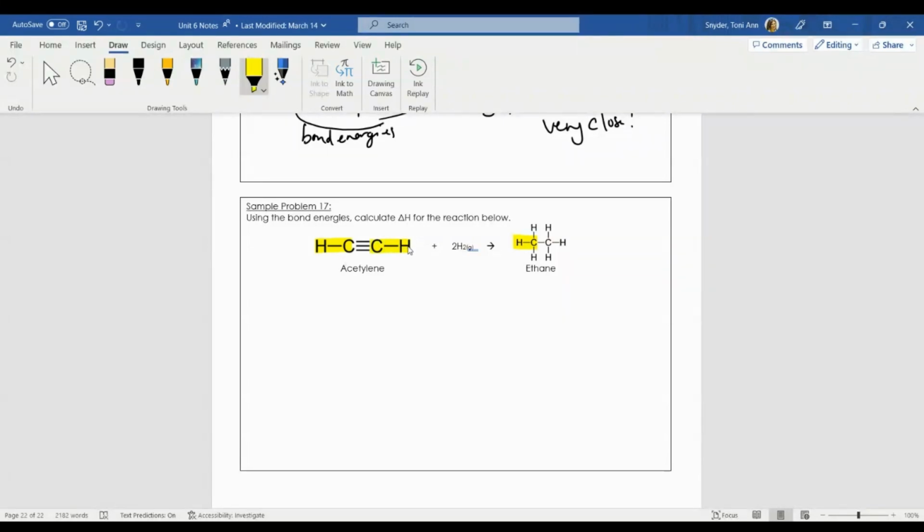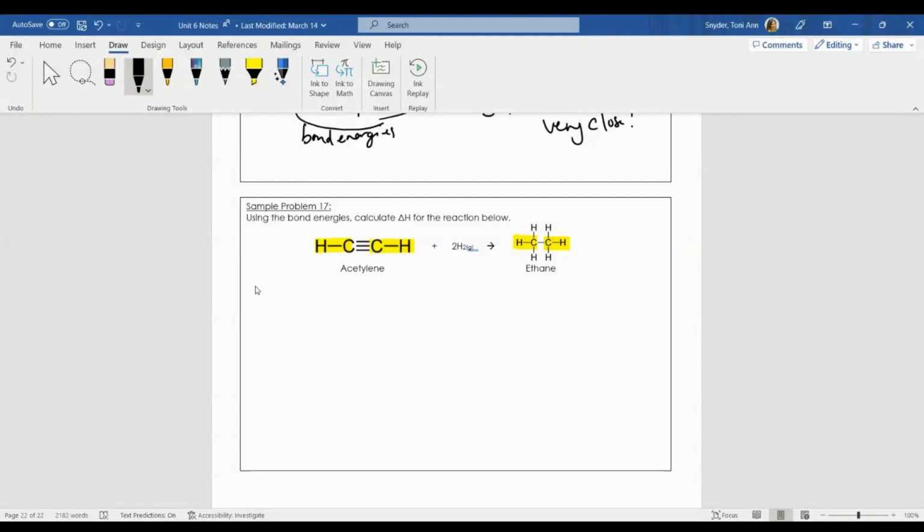And I also have a second guy, this one and this one. We don't have to worry about those two bonds when we are doing our calculations because they're going to cancel out in the end anyway. So if you can recognize that, that's going to make your life a little bit easier. That's a little less work you have to do.